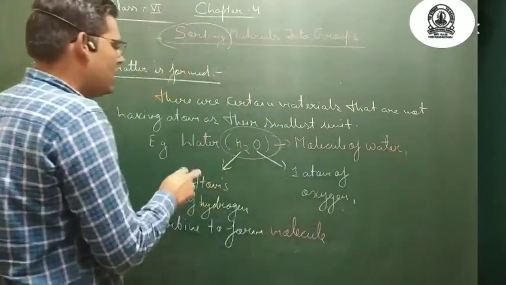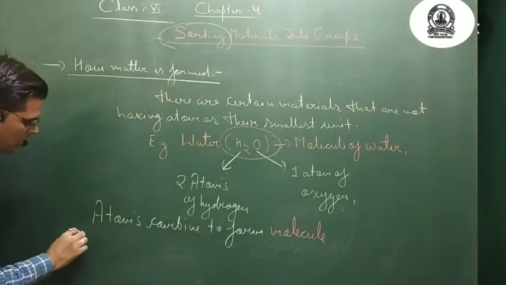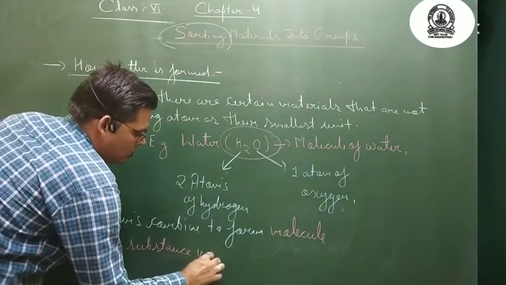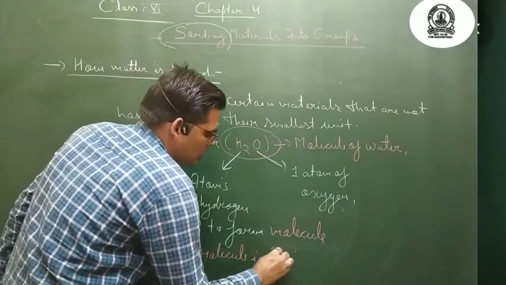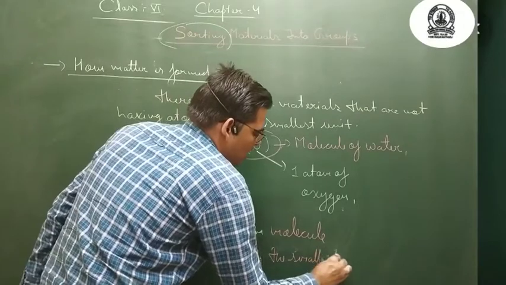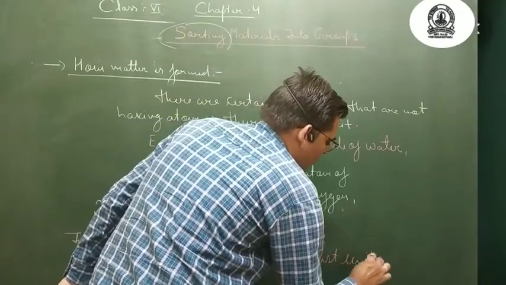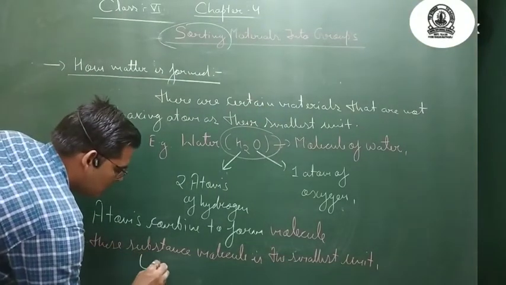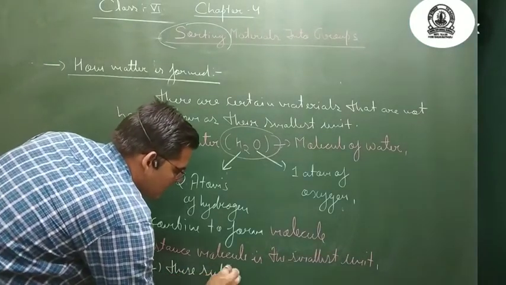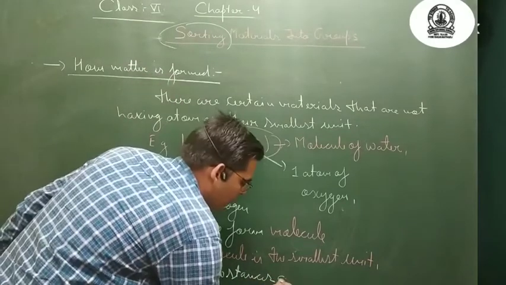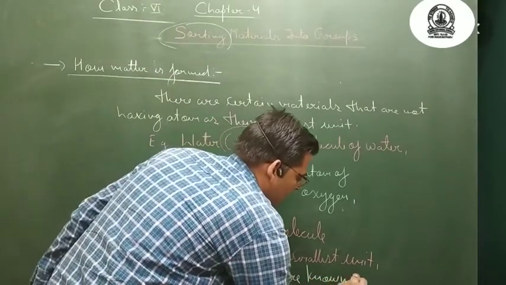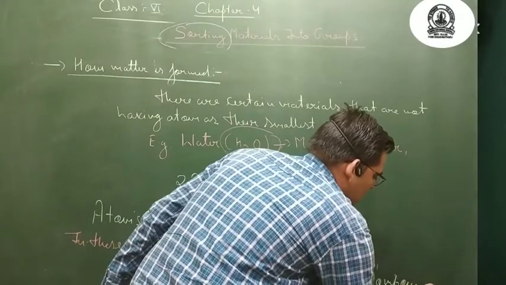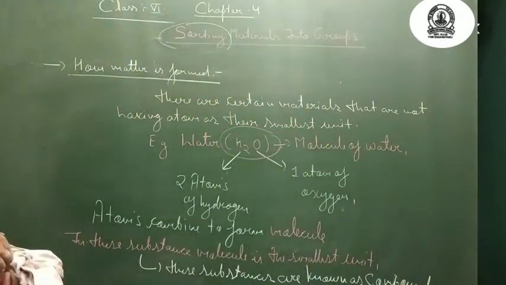So in this way, these are the substances. In these substances, the molecule is the smallest unit. And these substances are known as compounds. We call these substances compounds.